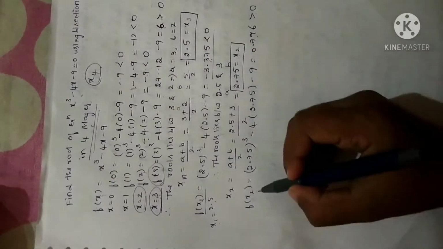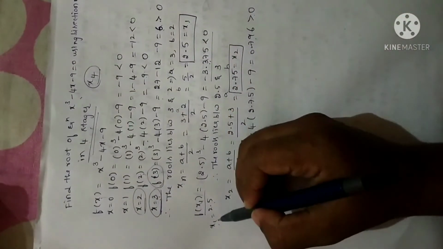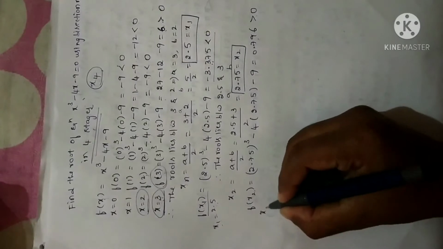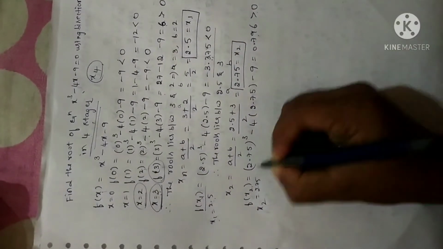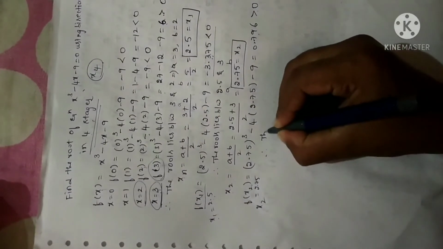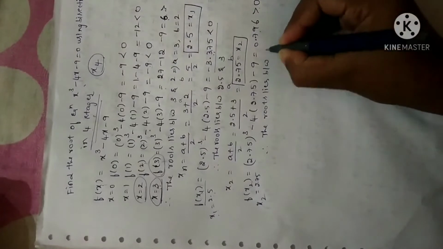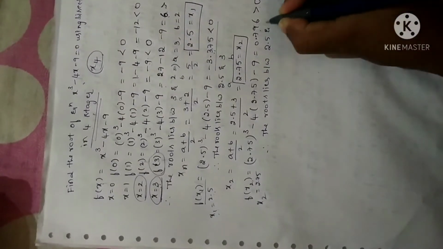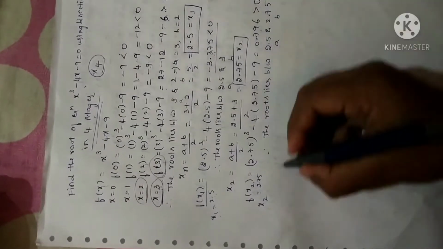Look for the previous f of x value where it is negative. Here I have a negative value for x1 is equal to 2.5. Here I have a positive value for x2 is equal to 2.75. So I can clearly write that therefore the root lies between 2.5 and 2.75. Take this value as a and this value as b.